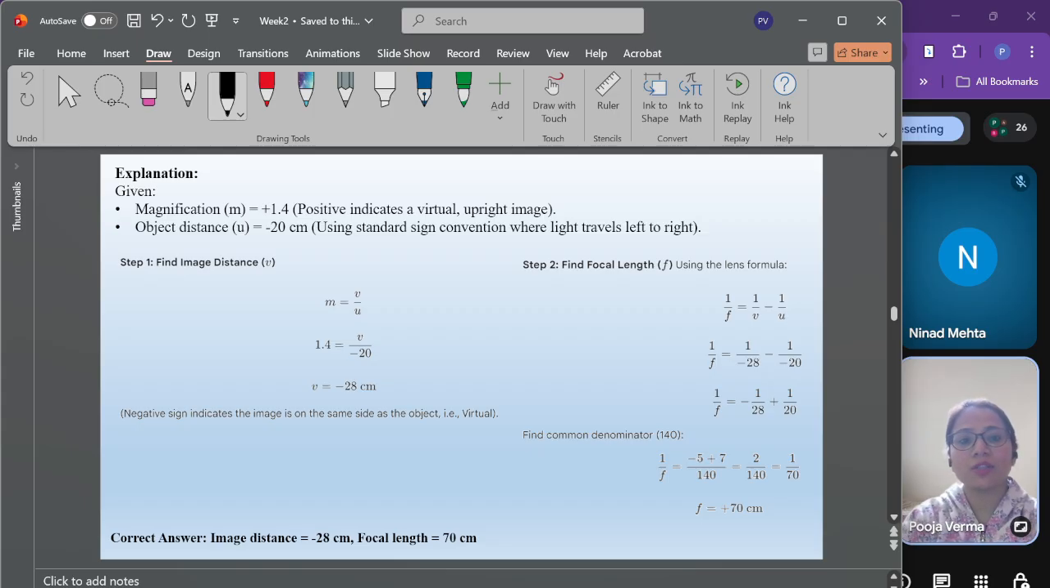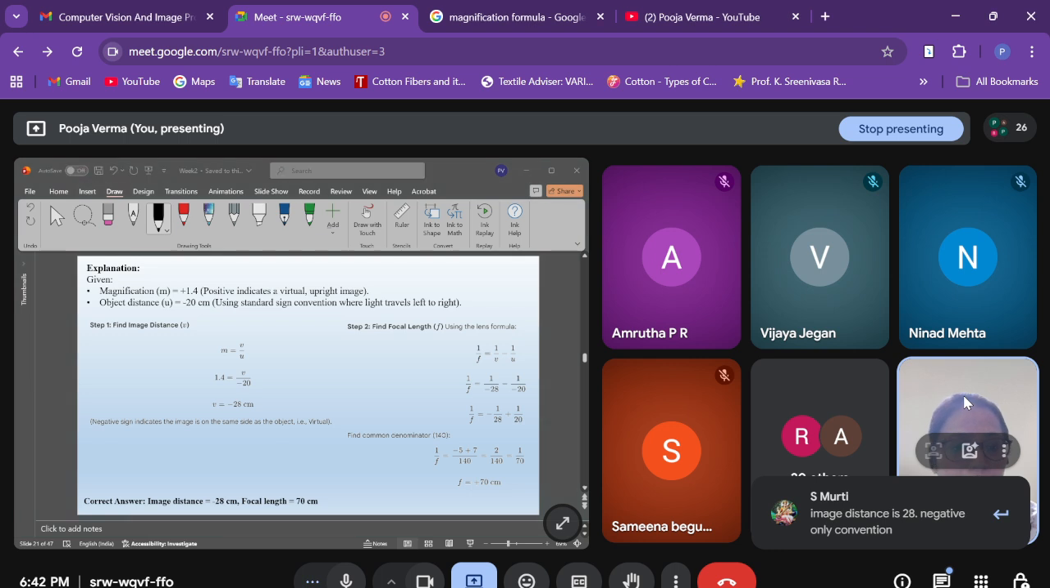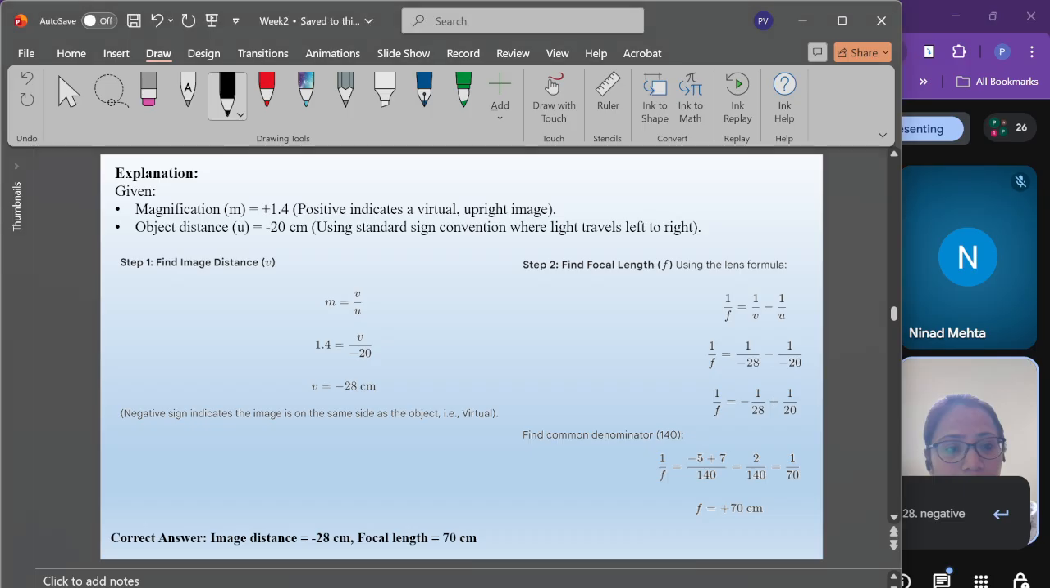So whether light travels left to right or right to left, convex or convention.